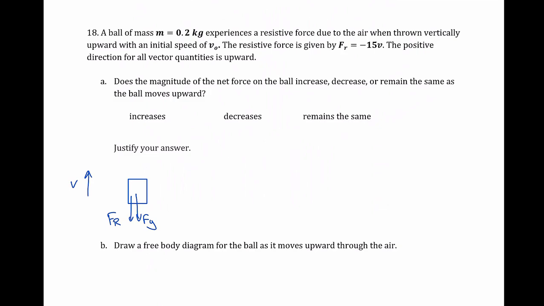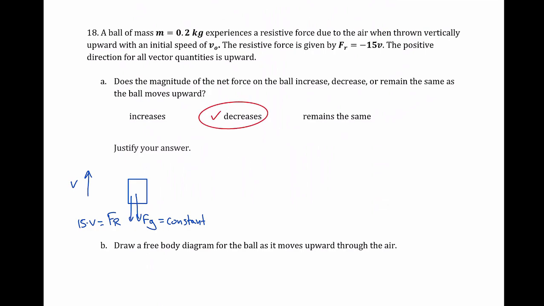Now, as it moves upward, the force of gravity remains constant. However, the resistive force is proportional to the speed. So the value of the resistive force is 15 times the velocity. But as the object is moving upwards, the velocity decreases, so the value of the resistive force decreases. And we have two forces, one remains constant, the other one decreases. So the net force is decreasing.